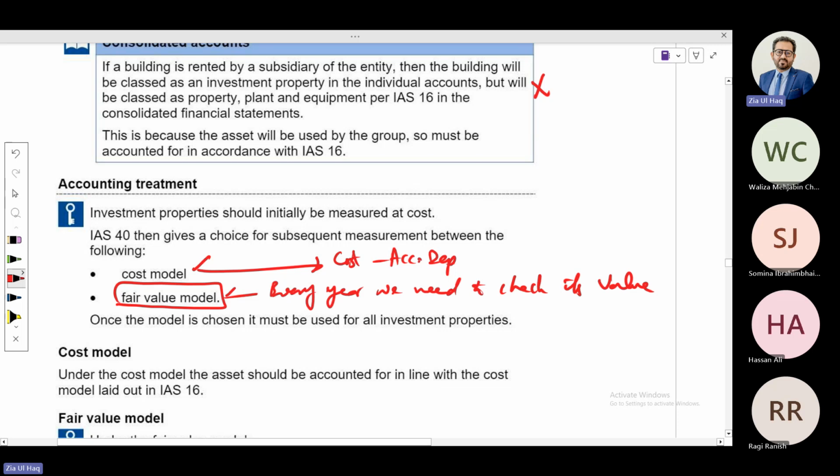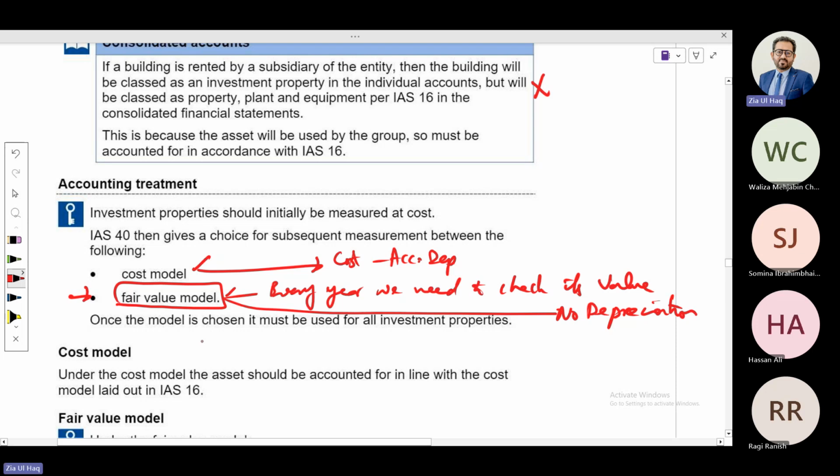And if we are recording this asset on a fair value model, this asset should not be depreciated. There is only one asset that is excluded from depreciation, and that is investment property if we are recognizing it on fair value model. No depreciation should be charged on investment property if we have adopted fair value method recognition. If we are recognizing it on cost model, then we will charge depreciation. But if we are recording investment property on fair value method, it is excluded from depreciation.